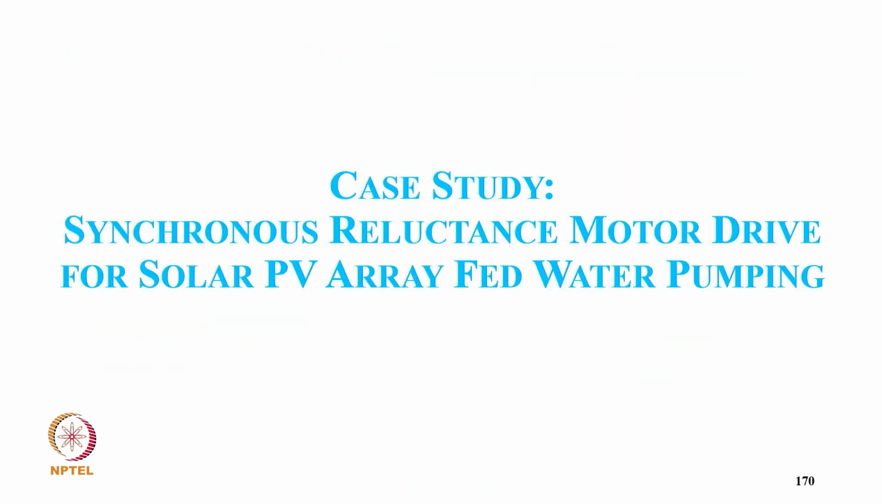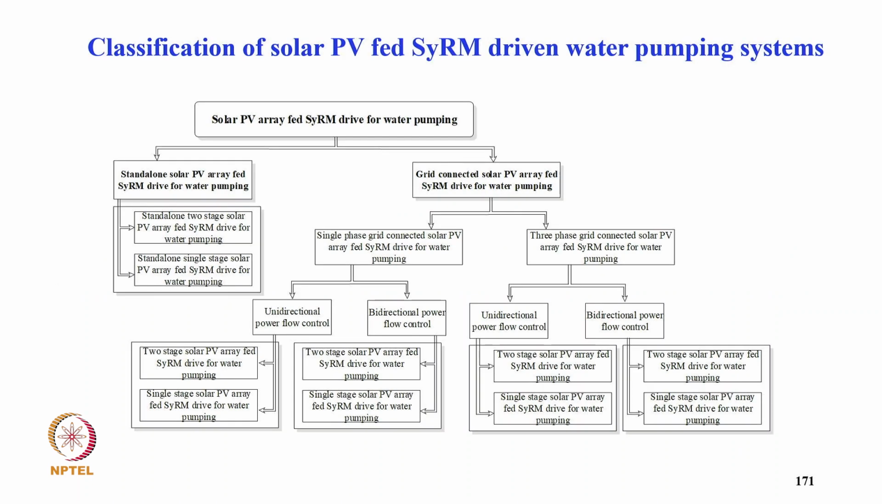Now coming to the case study, the synchronous reluctance motor drive for solar PV array fed water pumping. So here we can divide a classification of it. For solar array fed water pumping, we have a standalone solar PV water pumping system, standalone two-stage or standalone single stage. And then the grid connected solar PV, where we have a single phase grid connected system for water pumping with unidirectional power flow and bidirectional power flow. Then there's a two-stage and single stage.